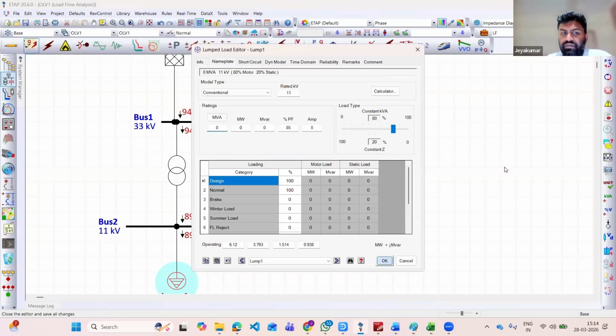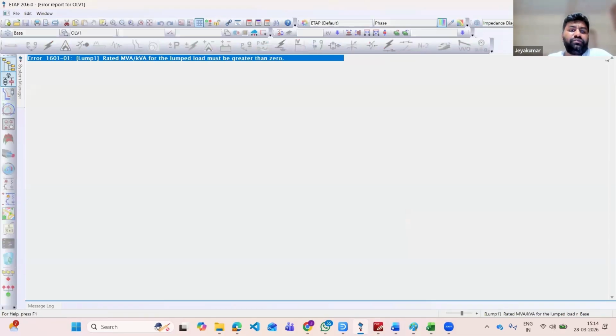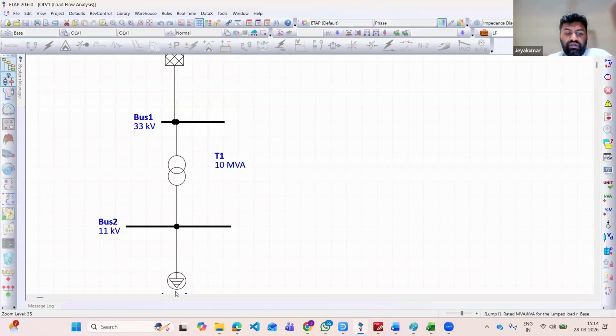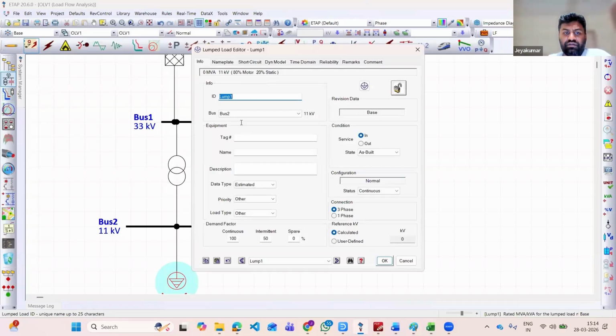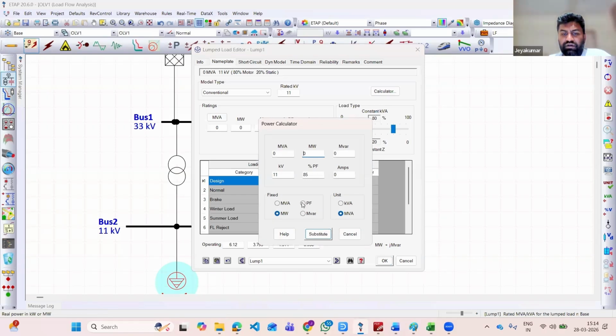So, right, maybe I made something wrong actually. Let's check. Okay, that didn't work out. Okay, so 9.3 I'll put it.